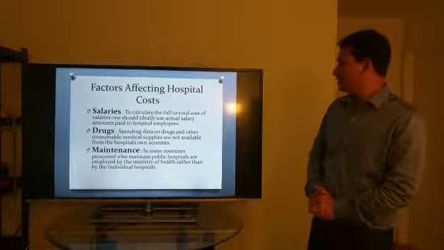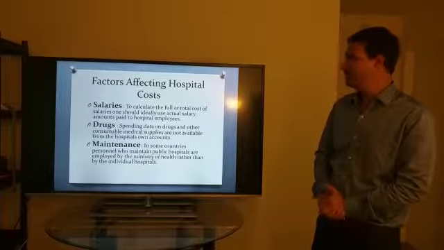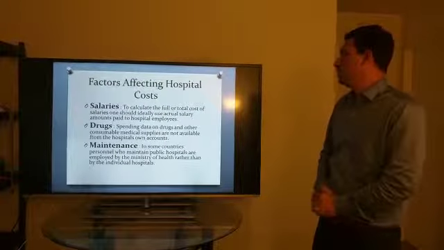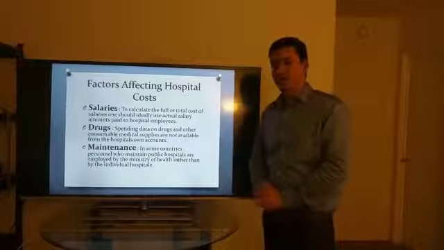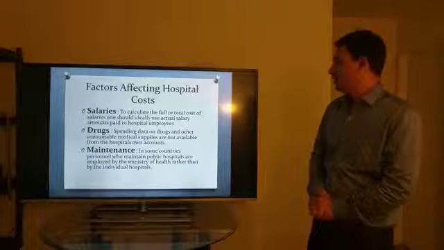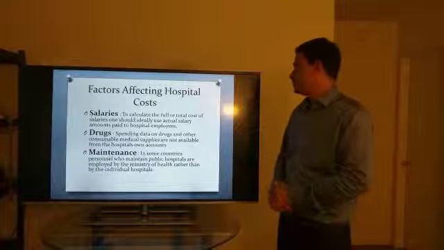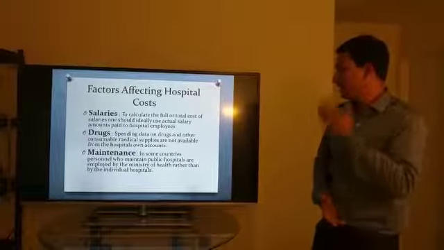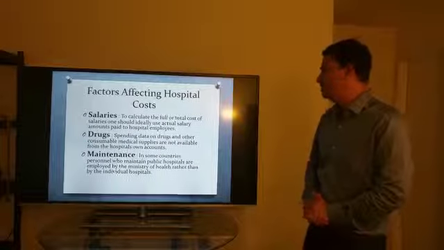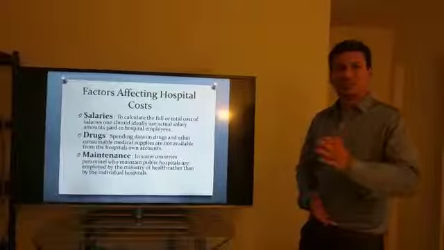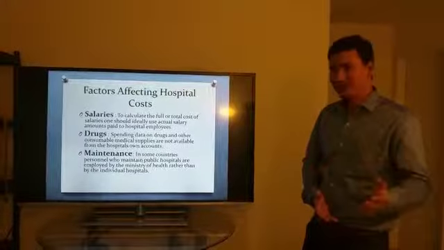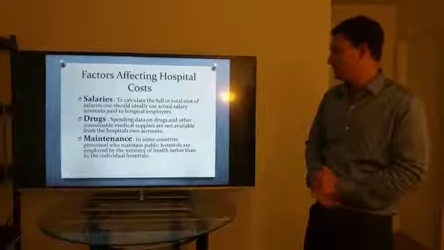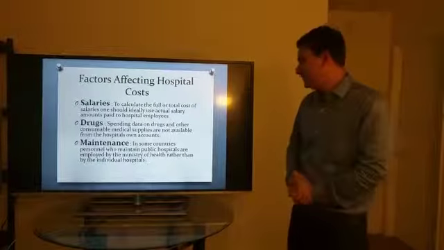Now, factors affecting hospital costs. There are many factors affecting the cost of the hospital. Usually the main factors here are salaries, drugs and maintenance. We talk about salaries first. To calculate the full or total cost of salaries, one should ideally use actual salary amounts paid to the hospital employees. The hospital employees are paid with salaries. So this is one factor, and the other factor is drugs.